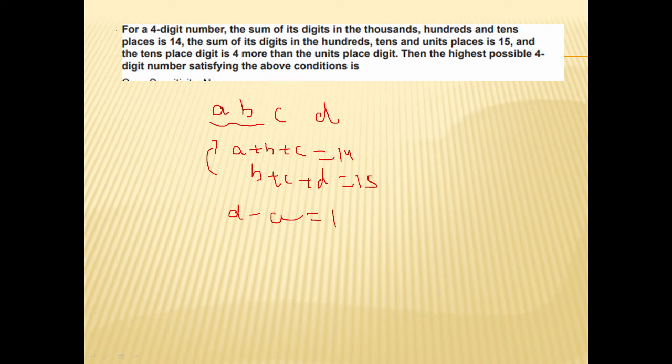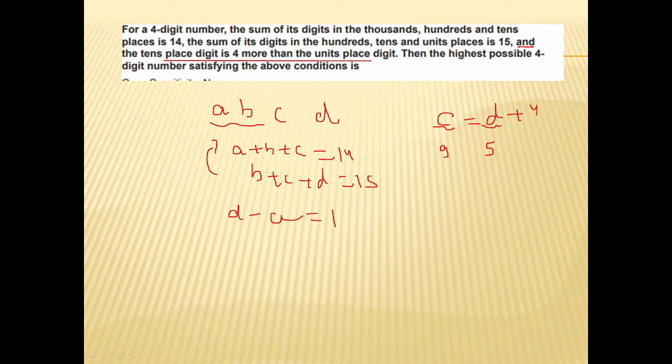Now from this line, the tens place is 4 more than the units place digit. So C equals D plus 4. The max value for D is 5, as C cannot exceed 9. If we take 6, C will be 10, but this is impossible because these all are single digits. So D max is 5, and C is 9.